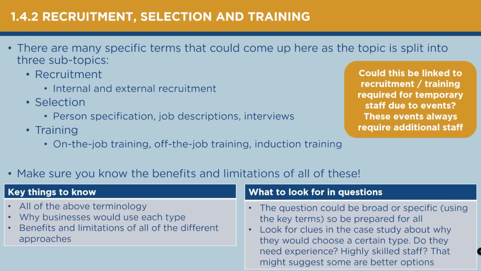So be prepared for all eventualities, but look for clues in the case study about why they would choose a certain type. For example, do they need experience? If they need experience, maybe they're going to go externally to maybe an agency where they've already had experience with that. Do they need highly skilled staff? Because that might then suggest that they require quite a lot of training. If it's not a very highly skilled job, then it might require less training. So there's a bunch of different contextual reasons in the case study why these might be more beneficial or not.